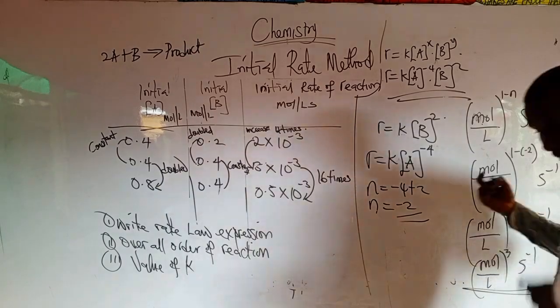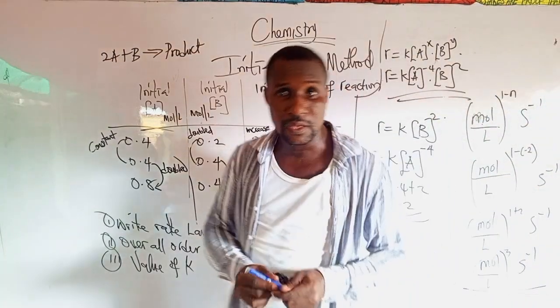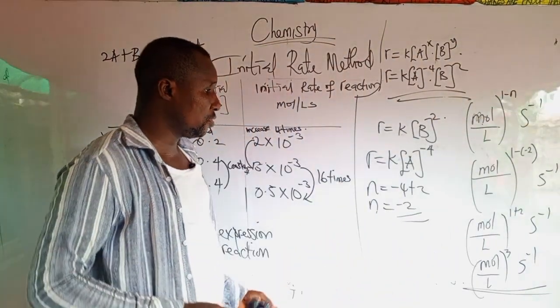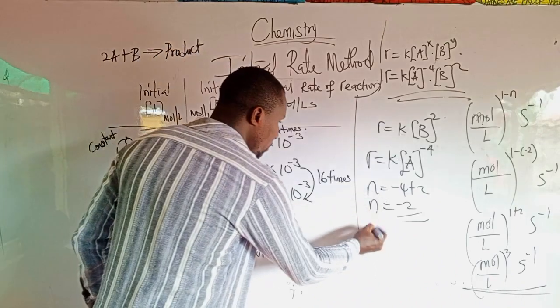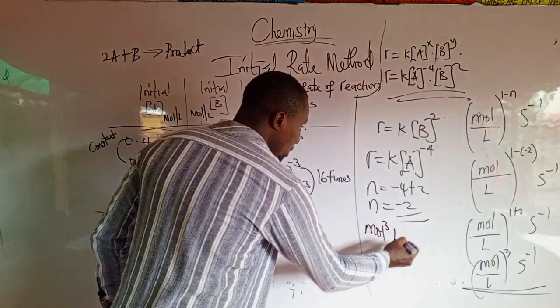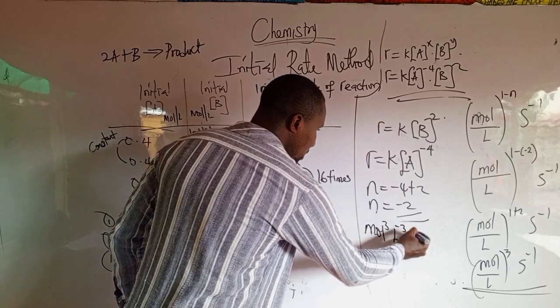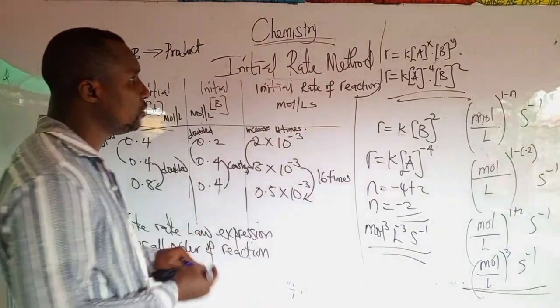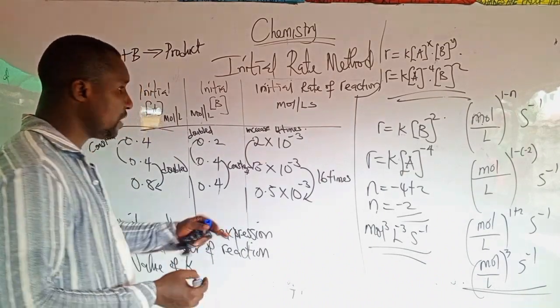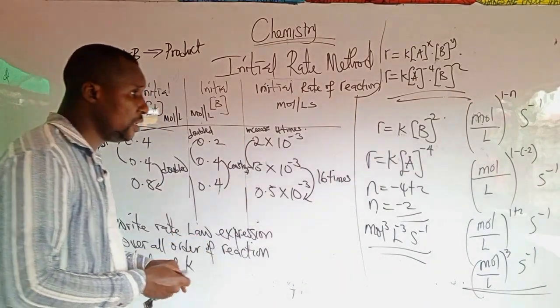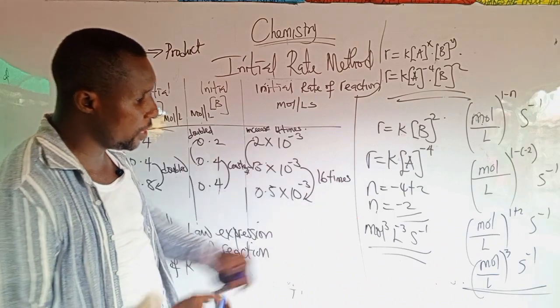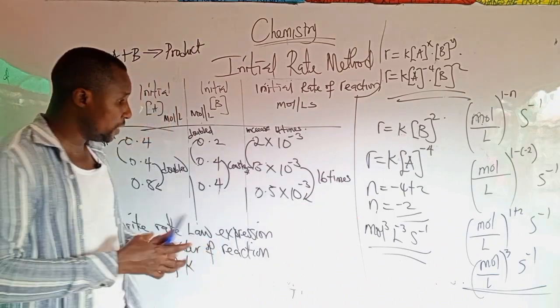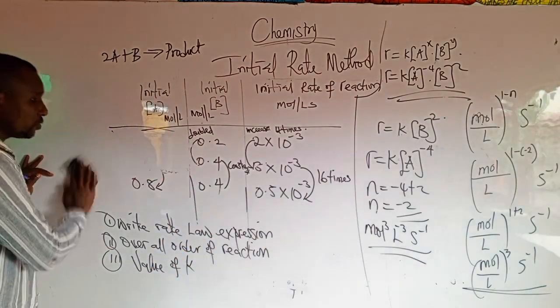Take note of the unit of K: mole raised to power 3, liter raised to power minus 3, per second. You can go and solve for the unit of K and for the value of K. Very simple. I've given you the unit of K. Please, let's go to another question.